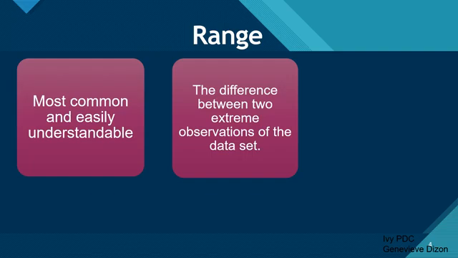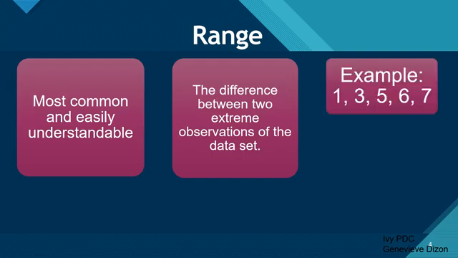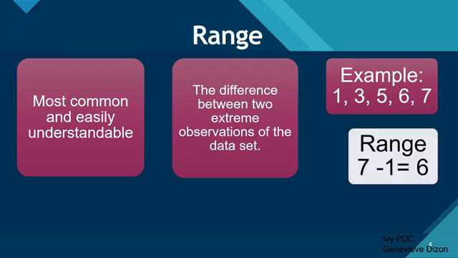This may simply be computed by the difference between the two extreme observations of the set, the lowest and the highest value. So simply, this is the difference between the maximum value and the minimum value given in a data set. For example, we have 1, 3, 5, 6, and 7. To compute for the range, we just have to get the difference of the highest and the lowest. So 7 minus 1 equals 6. That means there is about 6 numbers away from the 7 and the 1. This is now the range.